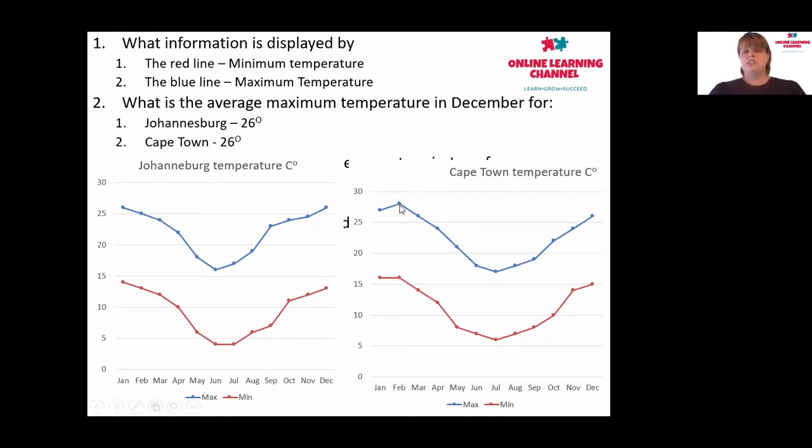What is your coldest month? Now you go to the lowest point in your graph. There's your coldest month. So for Johannesburg, your coldest month is June. For Cape Town, again, I'm going to the lowest point. My lowest point is in July. So Johannesburg's coldest month is June, whereas Cape Town's coldest month is July.